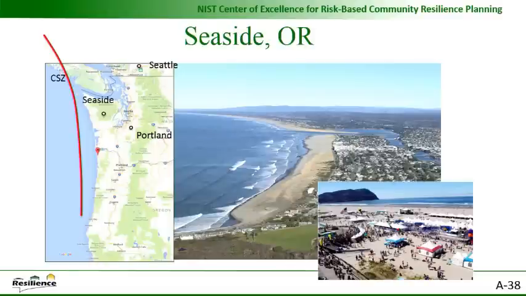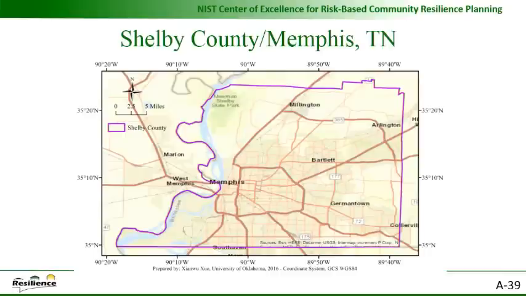Seaside, Oregon is a coastal resort community of about 6,500 inhabitants, and Seaside is threatened by great earthquakes and tsunamis emanating from the Cascadian subduction zone. Shelby County and Memphis, Tennessee is a metropolitan area, a major population and transportation hub with a population of approximately 1 million inhabitants. It's exposed to seismic events from the New Madrid seismic zone, as well as to riverine flooding.